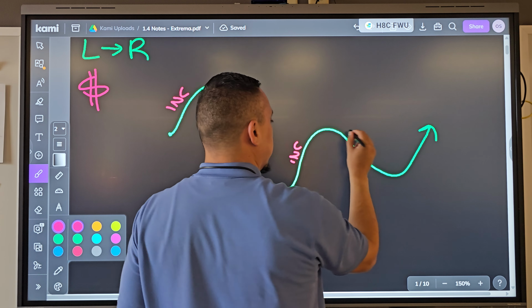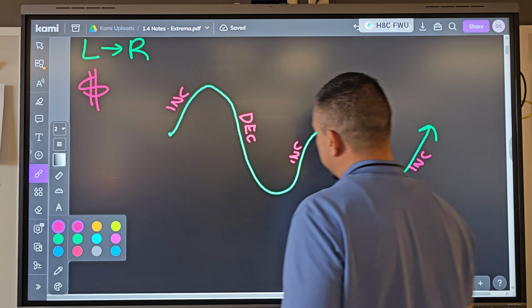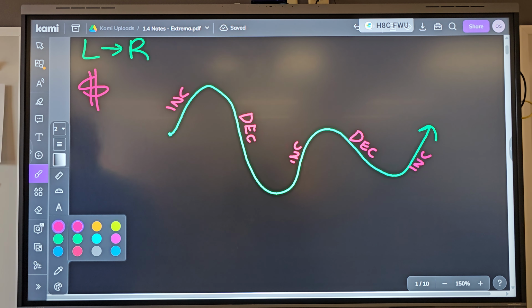Increasing, decreasing, increasing. So long as you think about money, then you'll know exactly what it's referring to. So increasing, decreasing, increasing, decreasing. But notice if you did it from right to left, it'd be backwards. So that's why it's really important you go from left to right.